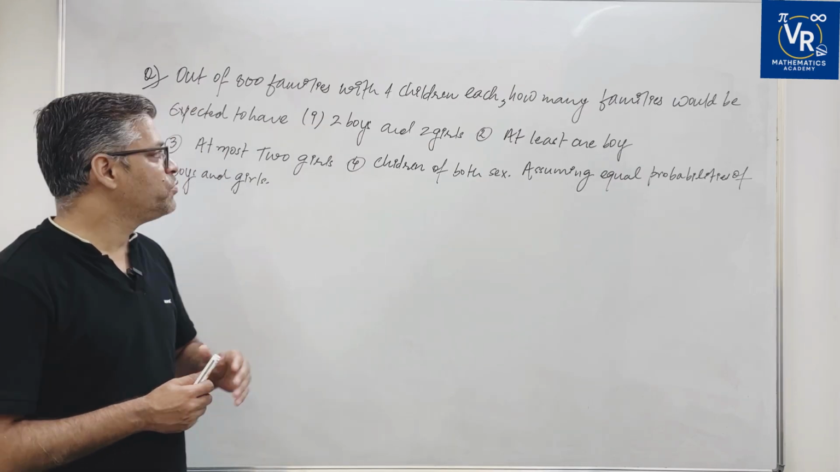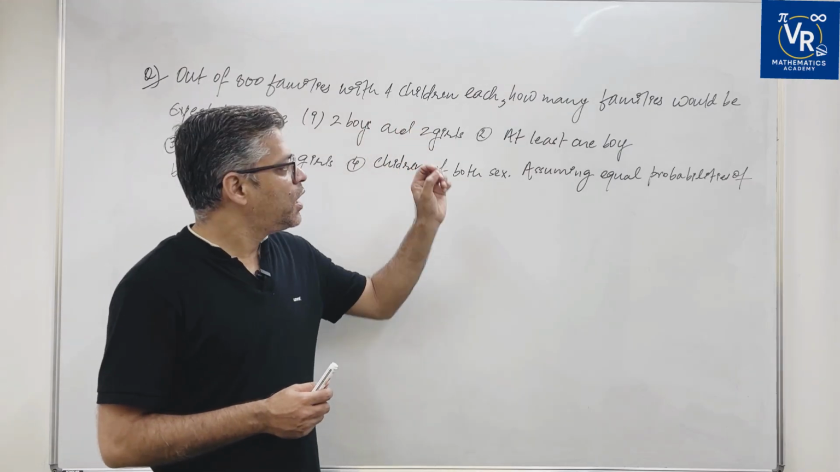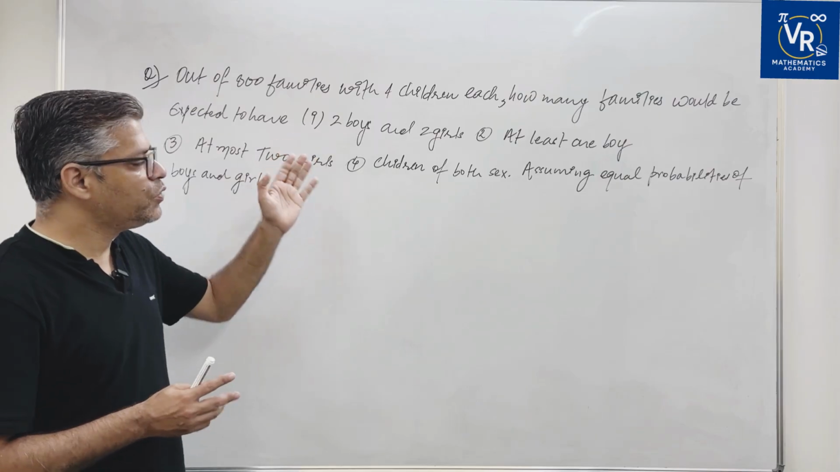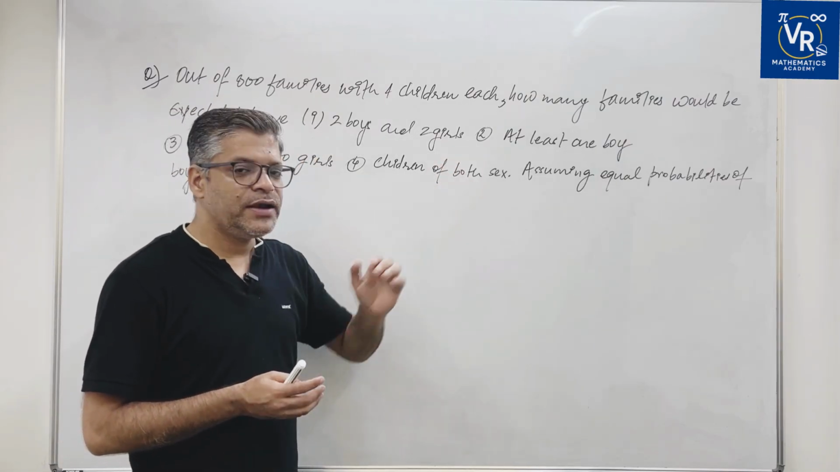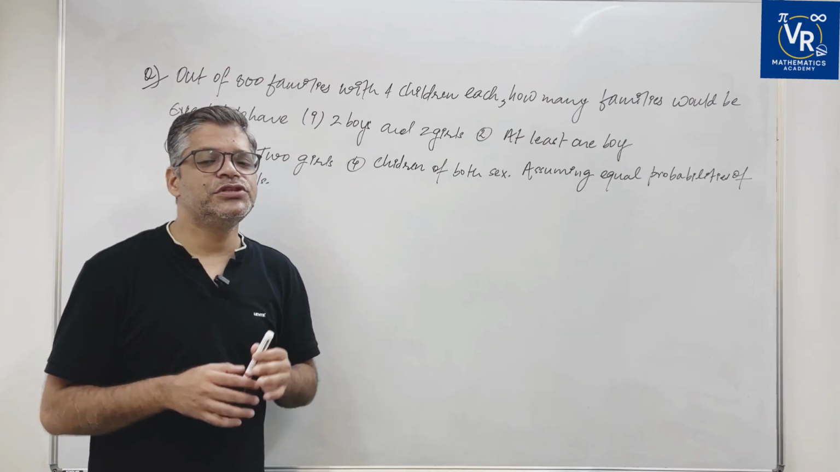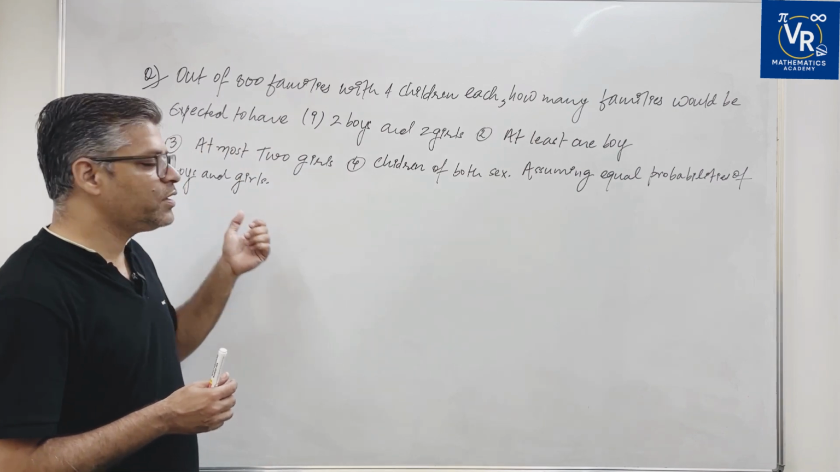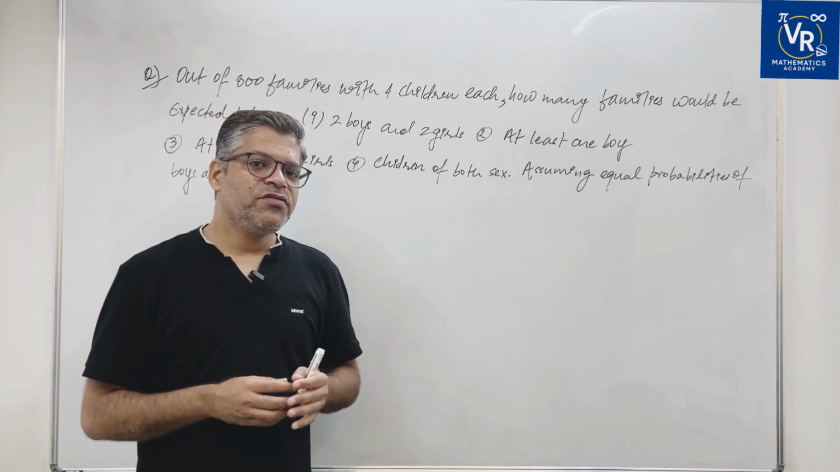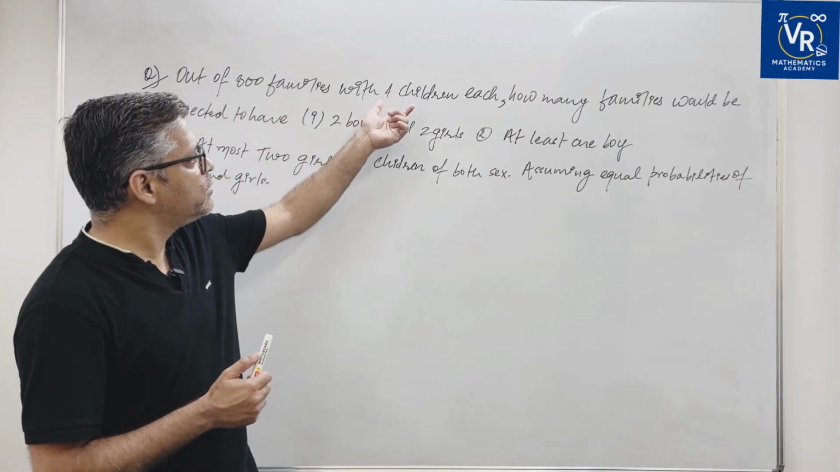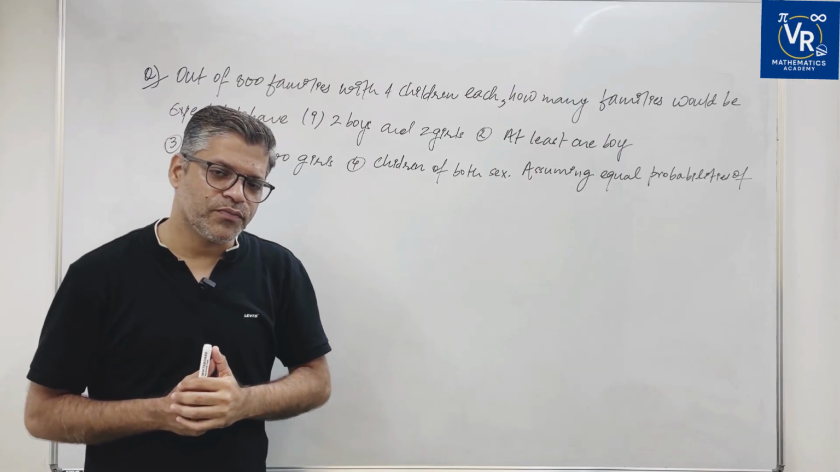In the next question of binomial distribution, we are given: out of 800 families with 4 children each, how many families would be expected to have number 1, 2 boys and 2 girls, number 2, at least 1 boy, number 3, at most 2 girls, and number 4, children of both sex, assuming equal probabilities of boys and girls. Equal probabilities of boys and girls means 1 by 2 and 1 by 2. And how many children in each family? 4 children, that is the value of n is equal to 4.